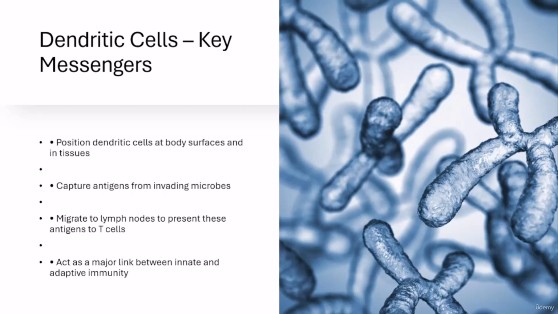Dendritic cells are important because they act as the main link between innate and adaptive immunity. When they detect something harmful, they pick up small pieces of the microbe and carry them to the lymph nodes, where they show them to T cells. This step helps the adaptive immune system understand exactly what type of threat is present and how to respond.